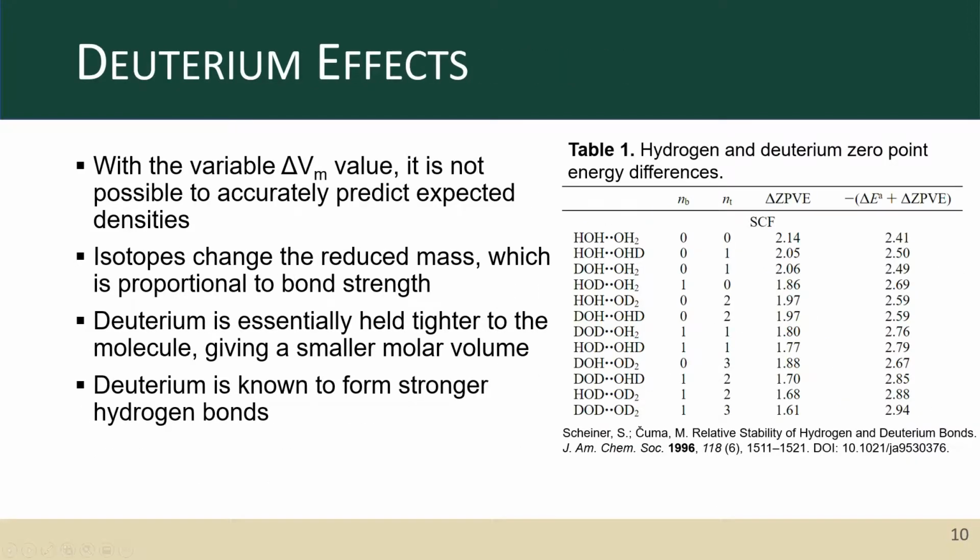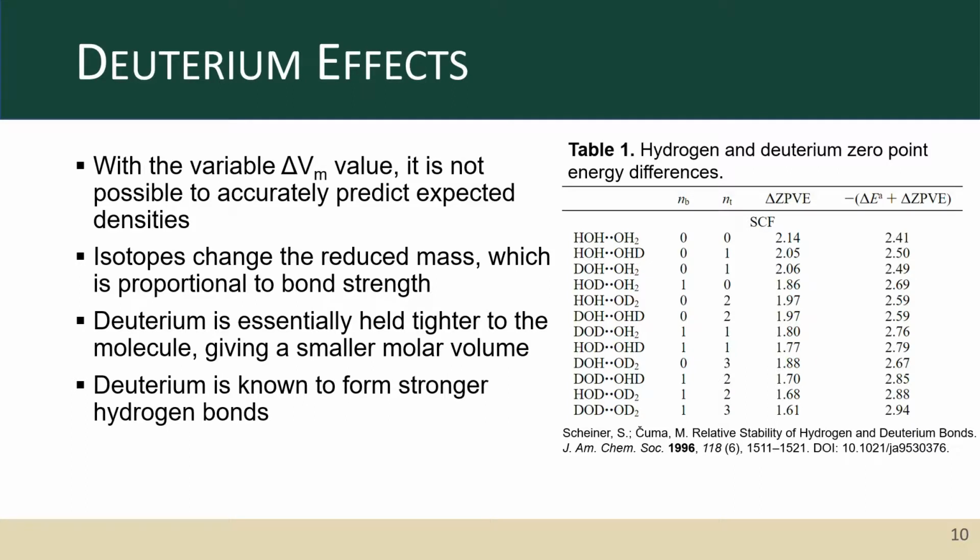With the variance in the delta of the molar volumes, it's not possible to accurately predict the expected densities due to deuterium effects. Isotopes change the reduced mass, and that's going to be proportional to the bond strength. Essentially, deuterium is being held tighter to each of the molecules, which is giving it a smaller molar volume. Additionally, deuterium is known to form stronger hydrogen bonds, so this can be extended to the covalent bonds that we're seeing in the solvents.